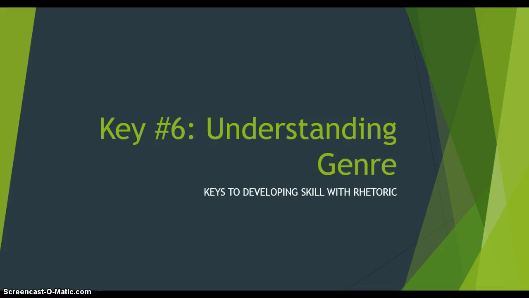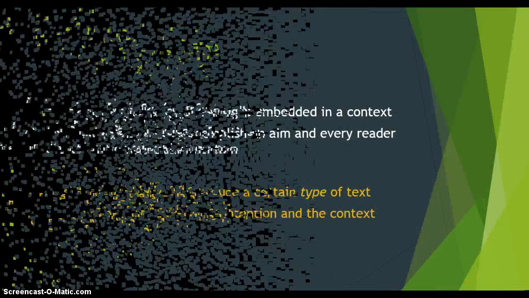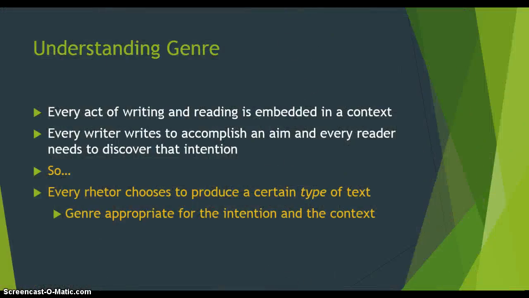What we're going to talk about today is key number 6 to developing skill with rhetoric, which is understanding genre. Now let's start talking about that. Every act of writing and reading is embedded in a context, and we've talked about context before. Every writer writes to accomplish an aim, and every reader needs to discover that intention. So now we have context and we have intention.